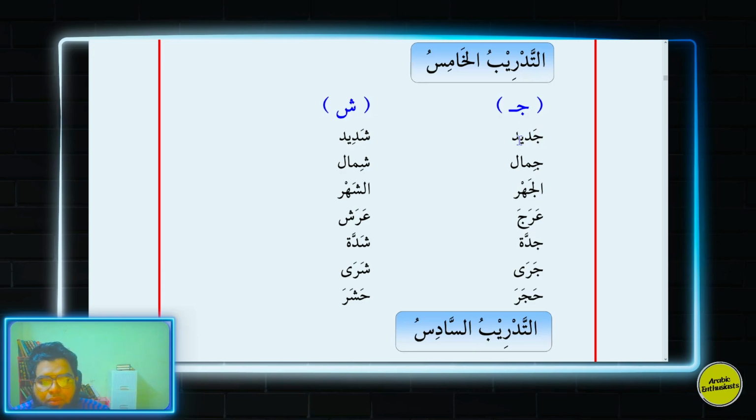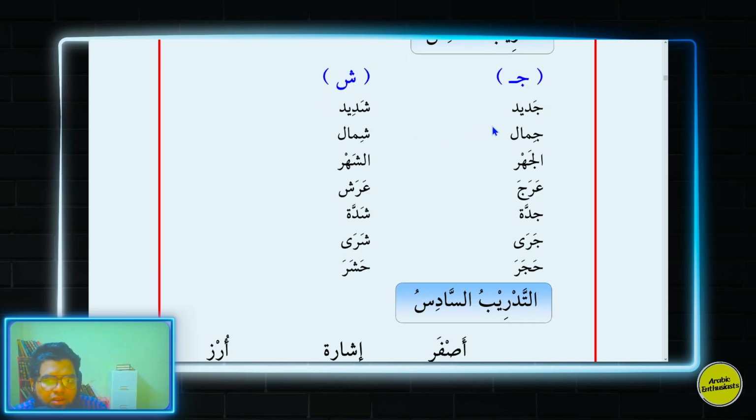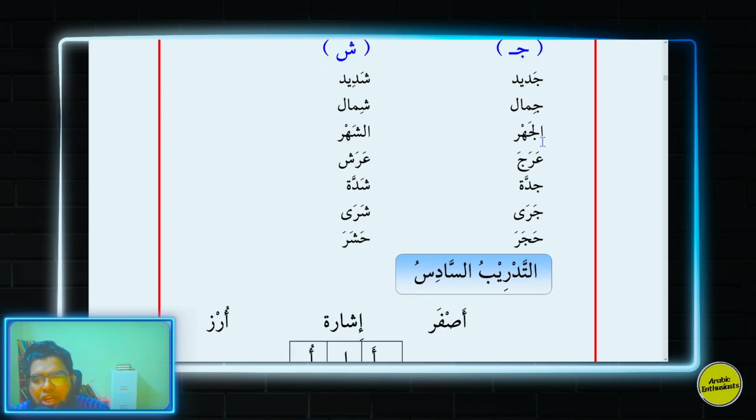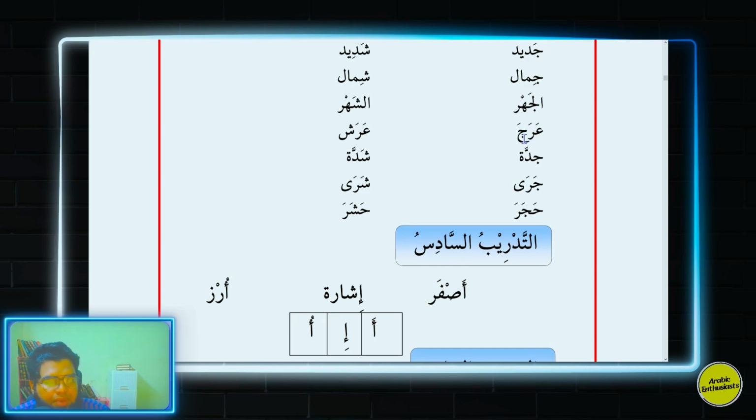تدريب الخامس fifth exercise. جديد, you have to match with something here. Jim. Oh, okay. It's same, it's just changing one letter. And just Jim and Sheen practice. Jadid, Shadid. New, severe. Jimal. There might not be any meanings as such. I don't know Jimal. I know Jamal, beauty, but Jimal maybe camel or something. But we don't go into the meanings. Just Jimal, Shimal. Shimal is left hand. Al-Jahr, openly. Al-Shahr, month. Araja is to climb again.